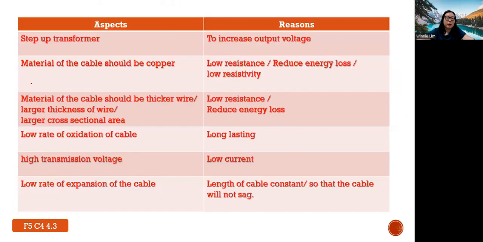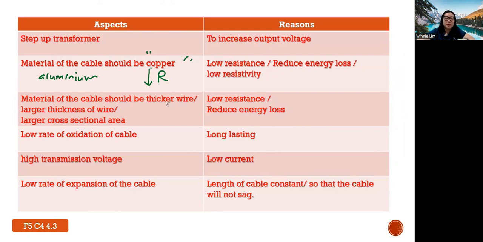Okay, so here is the way you give the answer. We should use a step-up transformer. Reason: increase the output voltage, or step up the voltage. Then the material of the cable: we want low resistance, correct? If you want low resistance, that means you use copper. Or even aluminum is also acceptable, because aluminum is cheaper compared to copper, but copper has better conductivity.